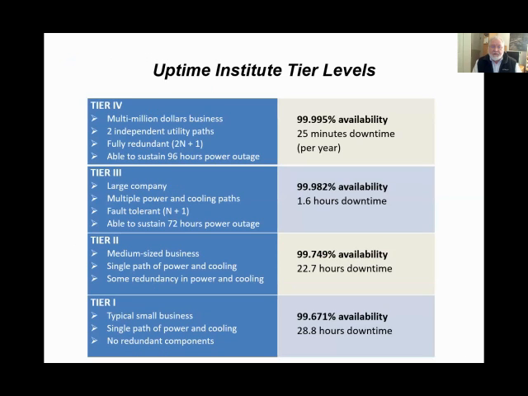These are the different tier levels, which are set by the Uptime Institute. The data center that we looked at was a tier 2. And notice that these percentages of uptime don't look like they vary much, they're all 99 point something, but yet the number of minutes of downtime allowable for an entire year is quite a bit different, all the way from 25 minutes at the tier 4 level down to 28 hours of downtime at the tier 1 level.